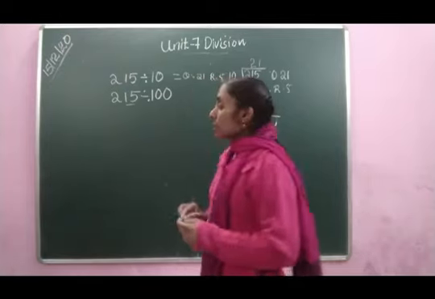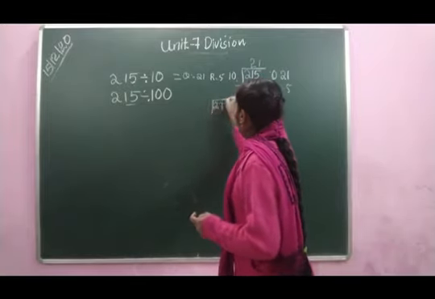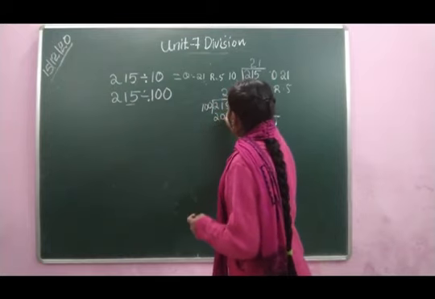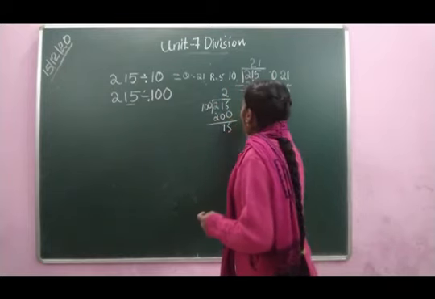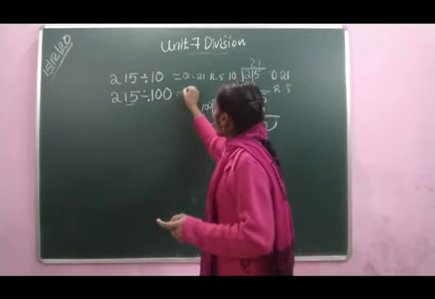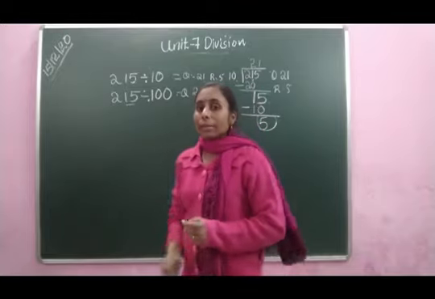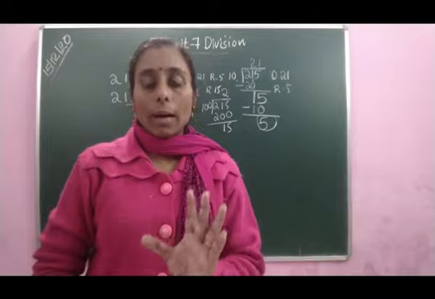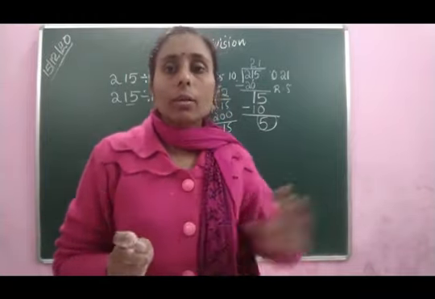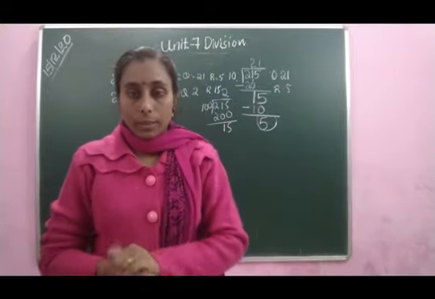Okay. The same way, 215 divided by 100. 2 hundreds are 200. 15 remains; there is no 115. So the quotient is 2 and the remainder is 15. If you get a question dividing by 10 or 100, there is no need to do the long division method. You can do it directly.